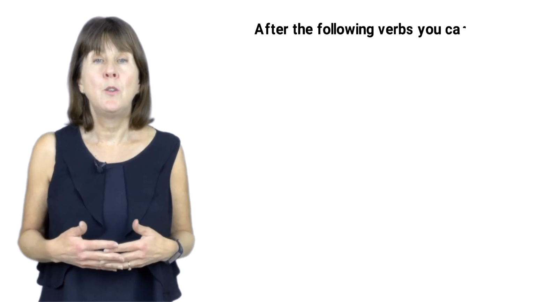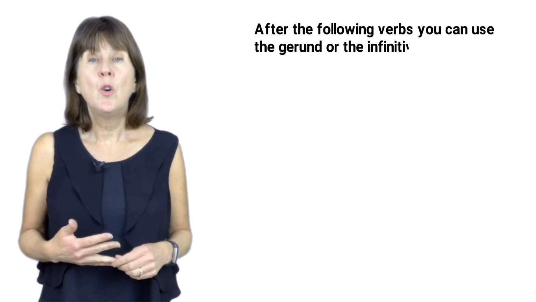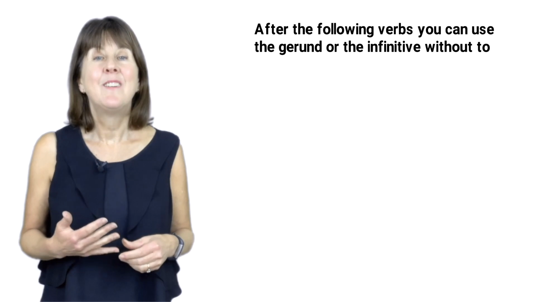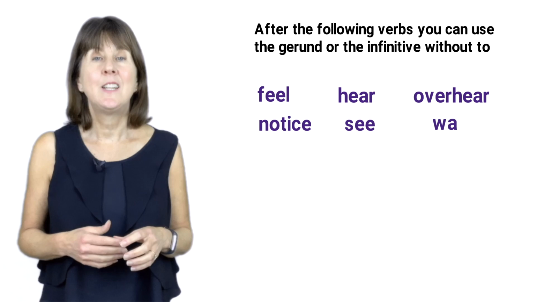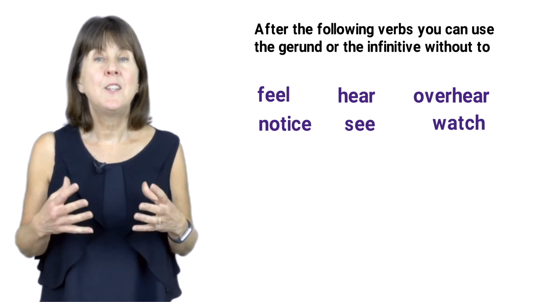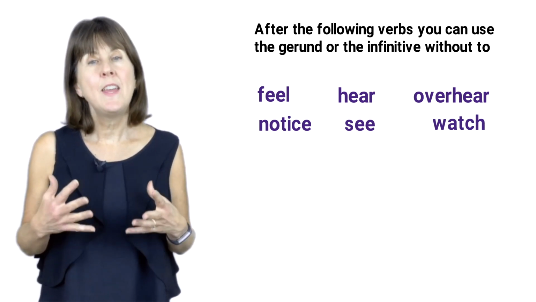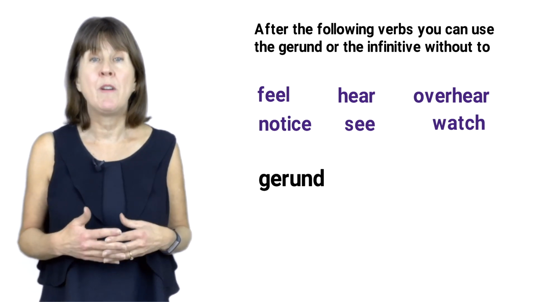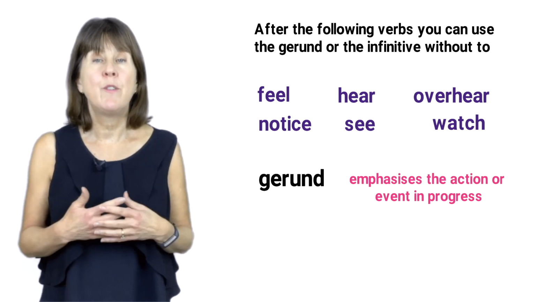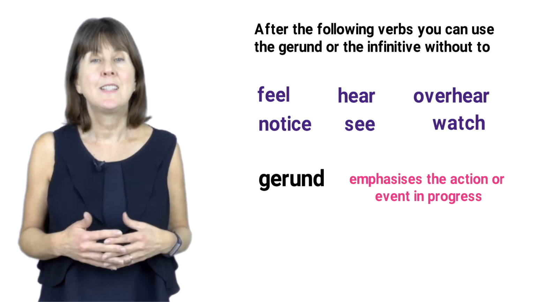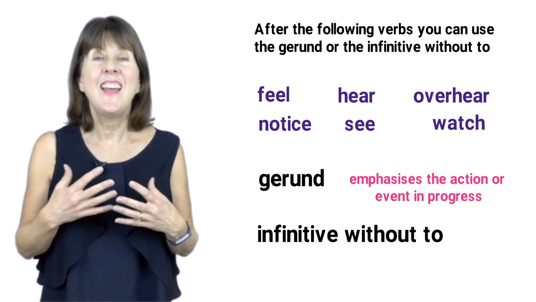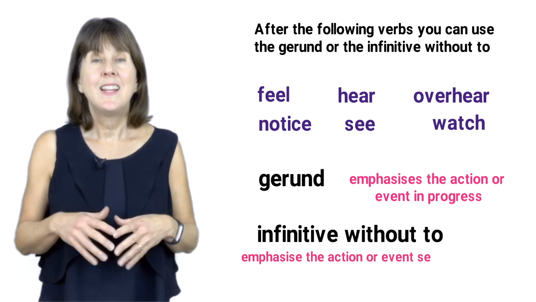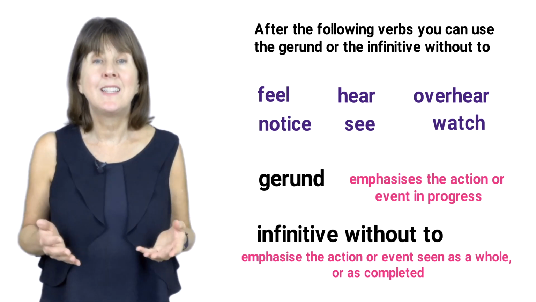And finally, after the following verbs, you can use either the gerund or the infinitive without to. Feel, hear, overhear, notice, see and watch. Notice they're mainly to do with the senses. When they're used with a gerund, that is the ing form of the verb, they emphasize the action or event in progress. Whereas when you use these verbs with an infinitive without to, they emphasize the action or event seen as a whole or completed.